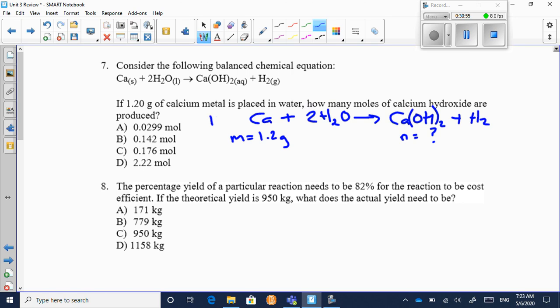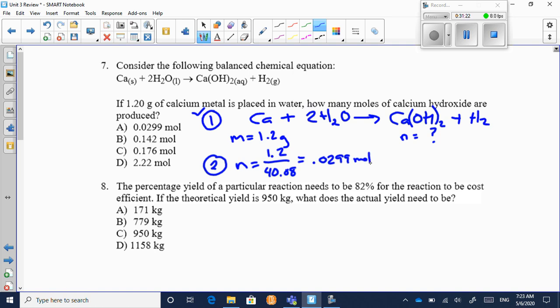So I've done step number 1 of stoichiometry. Let's do step number 2, which is convert to moles. So n is going to be equal to little m over capital M. And for the capital M of calcium is pretty easy. I just have to look it up, and it's on the periodic table. It's just 40.08. So here, the moles I got was 0.0299. That's the number of moles.